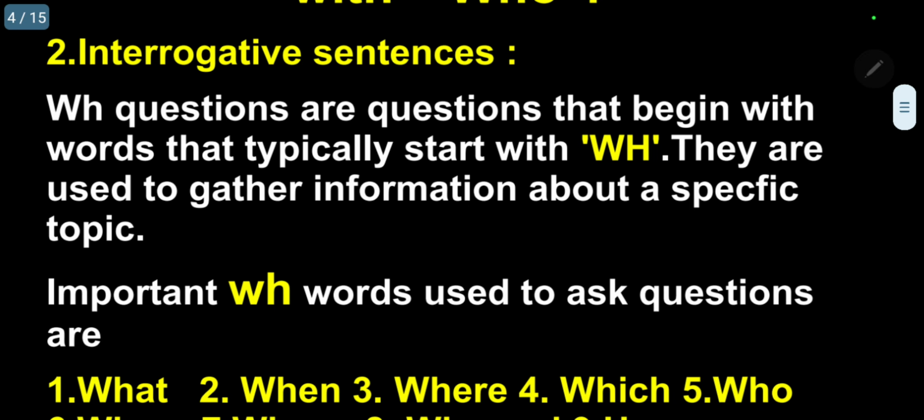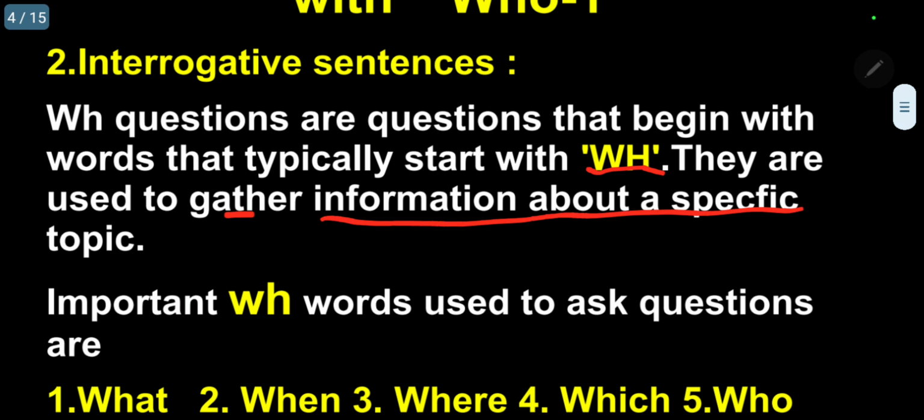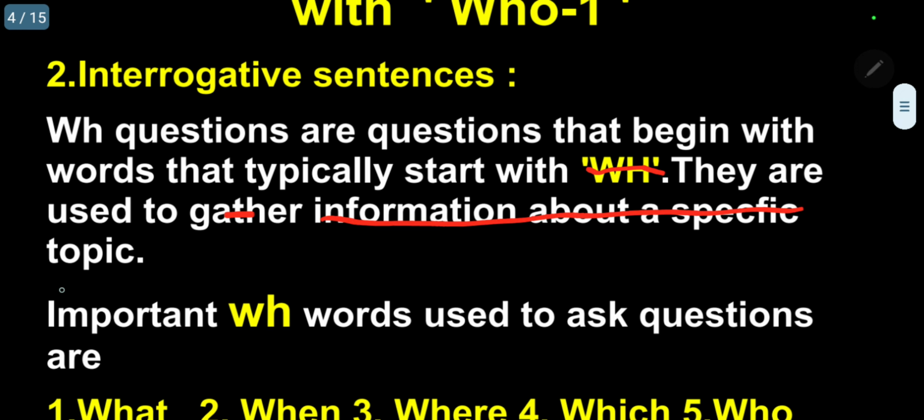We are still continuing. Last class we discussed where. Today I am going to discuss who. Kindly follow. WH questions are questions that begin with words that typically start with WH. They are used to gather information about a specific topic. That is very, very important. If you want any specific information, then we have to use this question.